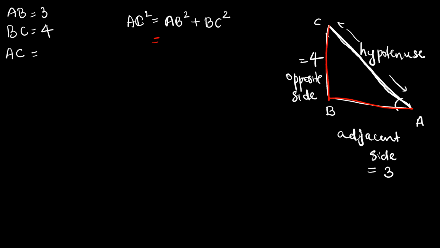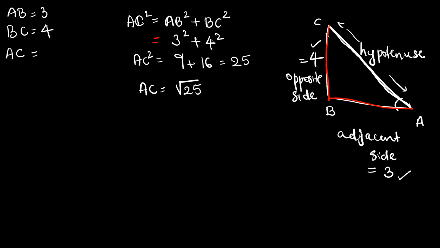So what is AB? AB is 3. 3 square plus what is BC? BC is 4. 4 square. Now 3 square is 9 and 4 square is 16. So we get 25. That is AC square is equal to 25. Now what is AC? AC is root of 25. That is equal to 5. Now we got the hypotenuse AC as 5.